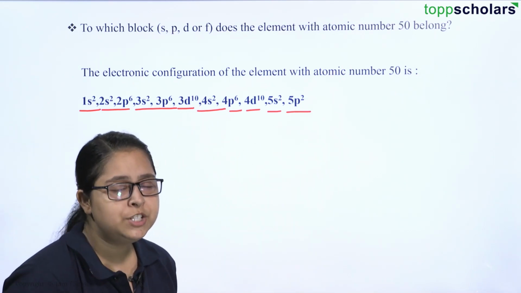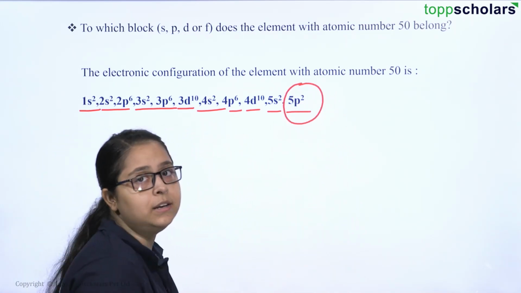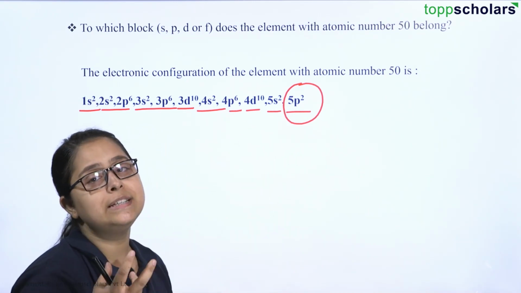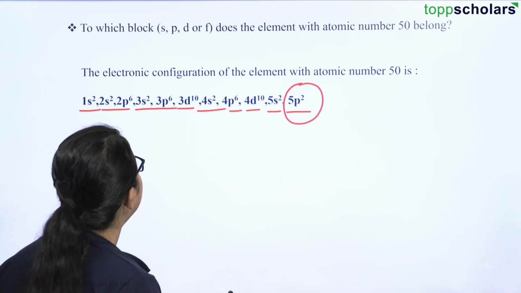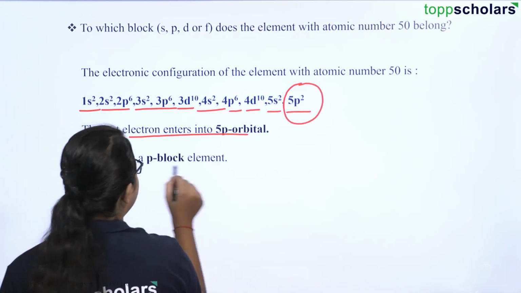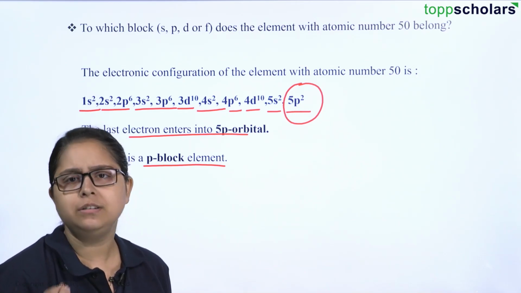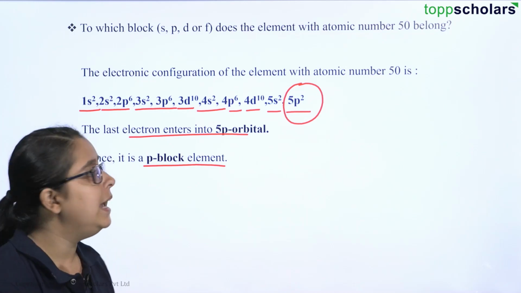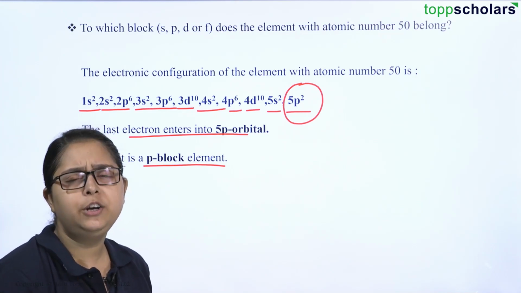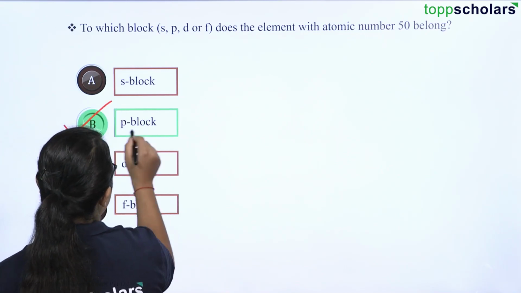So the last subshell in which the electrons are getting filled is 5p, right? And please note that it is p. So this element is having the electrons getting filled in the p orbital, hence the block will be p block. The last electron enters into the 5p orbital, hence it is a p block element. Now you need to just remember how to write the electronic configuration following the Aufbau principle. Then whatever atomic number is given to you in your examination, if such a question comes, you can easily predict to which block the element will belong. So the correct answer over here is option B, which is P block.